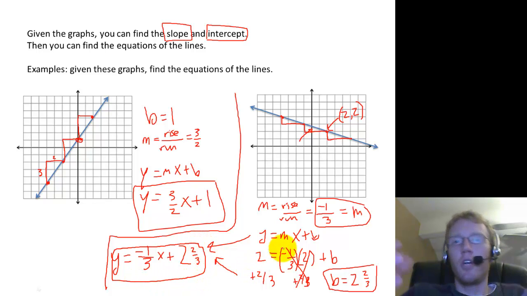So sometimes you have to do a couple more steps in order to find the things that you want to find, but you can always use this equation y equals mx plus b, plug in the things that you know, maybe a point and a slope or a point and a y-intercept, and you can solve for the things that you don't know.